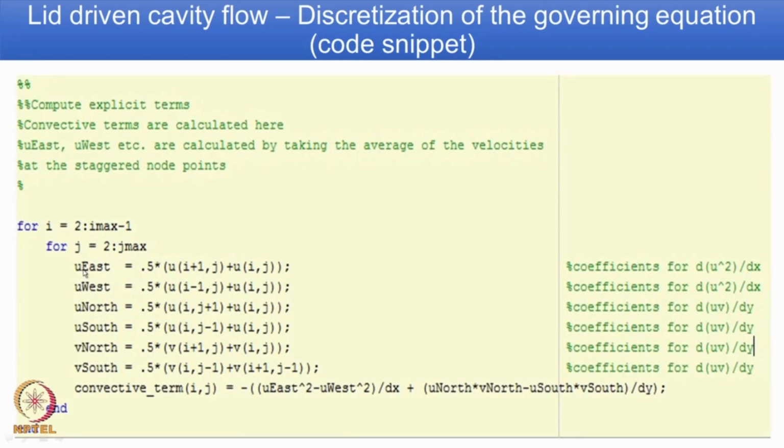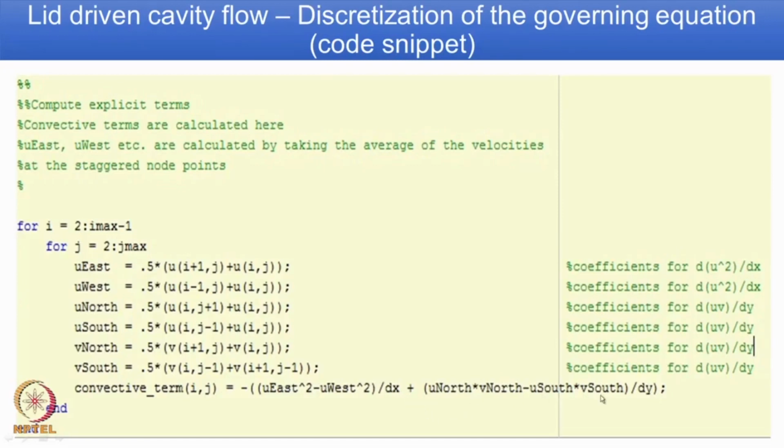Corresponding code snippet is given here. So, for i equal to 2 to i max minus 1, for j equal to 2 to j max, u at east, u at west, u at north, u at south, v at north and v at south, all are calculated. Once you calculate, then you write the convection term for i comma j as explained in the discretized equation, and it is shown here.